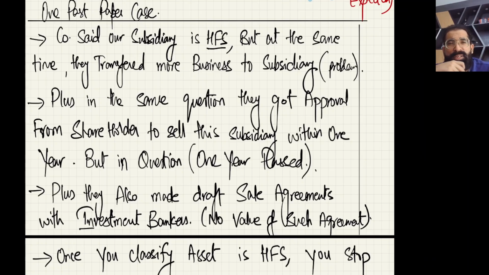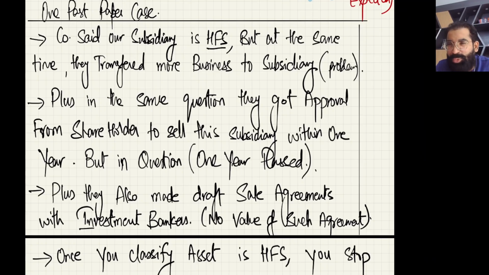So it is written, the company said our subsidiary is held for sale. The parent company is saying that we are planning to sell this subsidiary, but at the same time the parent company transferred new businesses, new machineries, new equipments to that subsidiary. So that means there is some problem.